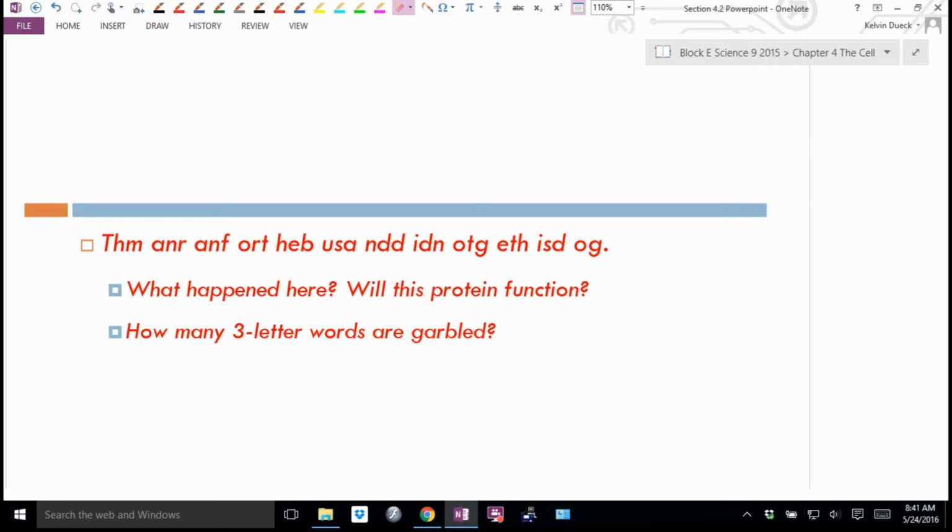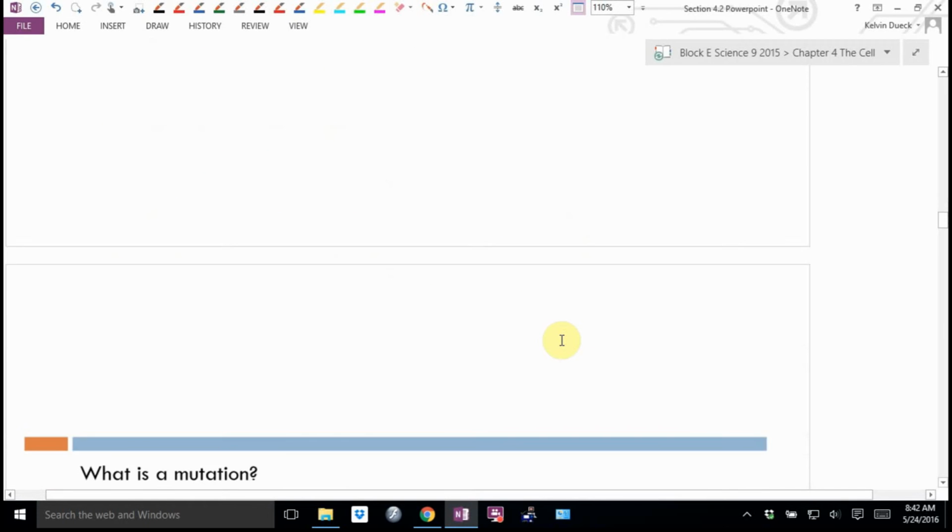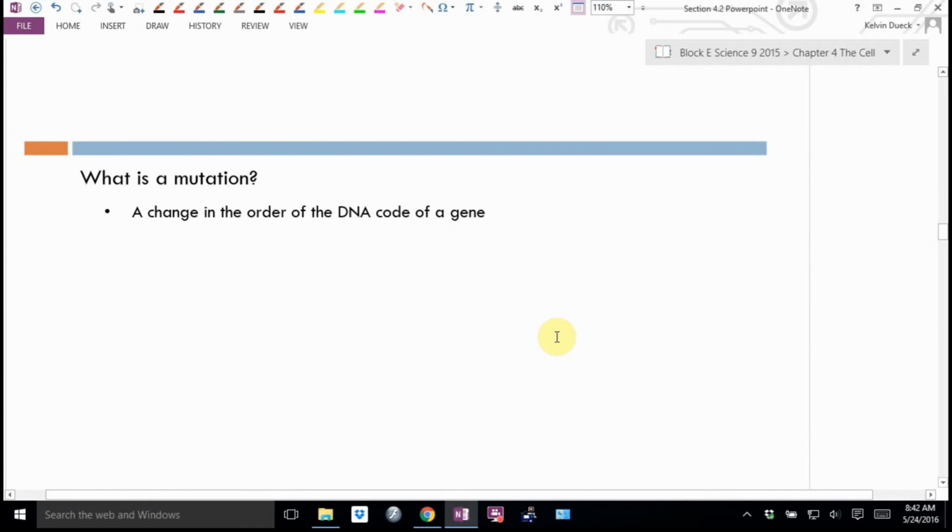Okay? So how many 3-letter words are garbled here? 1, 2, 3, 4, 5, 6, 7, 8, 9, 10, 11, 12. 12. Kevin, you okay? You with me? You awake? Good. These are the types of mutations, and I think now is where we're starting with the notes. What is a mutation? It's a change in the order of the DNA code of a gene. A mutation is a change in the order of the DNA code of a gene.